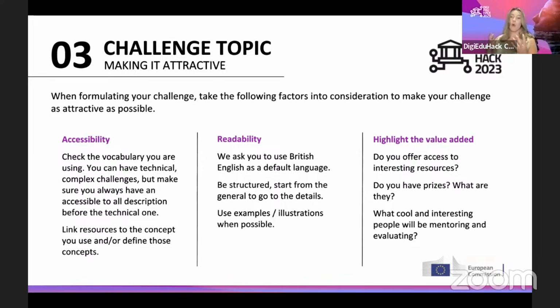In addition to keeping the whole page interesting and easy to read, also highlight the value added for these participants, because we are asking people to give up their free time to come to this hackathon and focus solely on that, and with a spark. So please highlight what is the value added to this specific hackathon. Any interesting resources, as we mentioned, what are the prizes, and we will go through some prize examples that you could offer a bit later. Are there any interesting people in the mentor pool, as a jury, and so on.